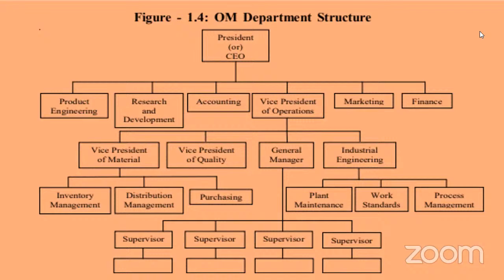This is the particular production systems operation management structure I'm showing you. So this operation function plays a vital role in achieving competitive advantage. So it is necessary to set up a sound and efficient organization for the purpose of achieving its objectives.